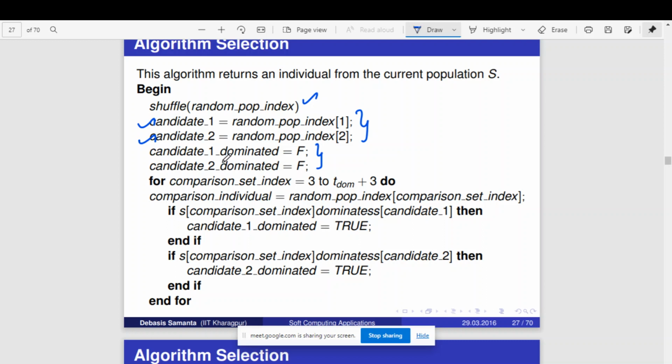So initially, we don't know. We are assuming that both of them are not dominated by anybody, okay. But actually whether they are dominated or not, we don't know. For that we are running this for loop. So in this for loop, what does this if statement do?